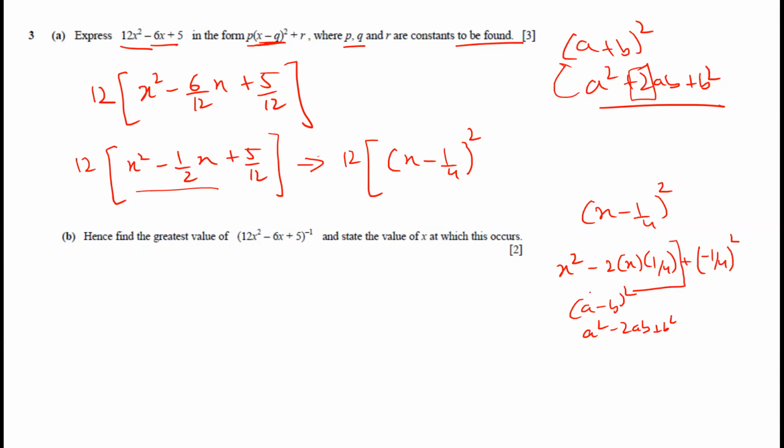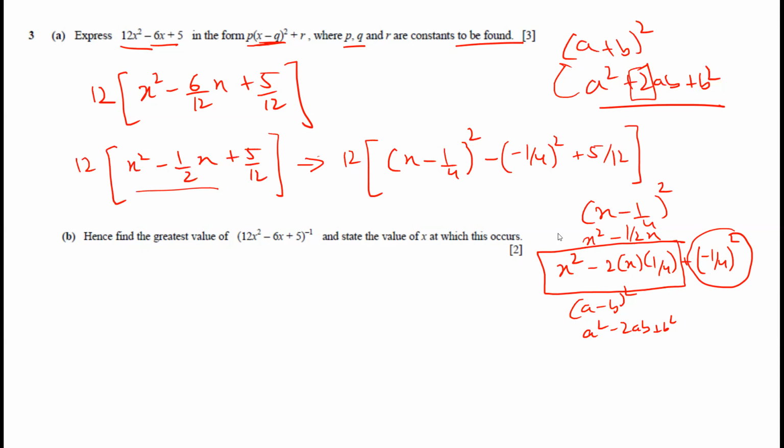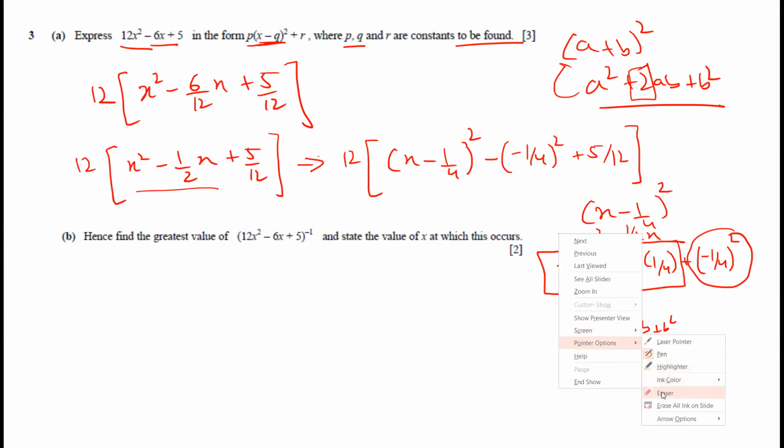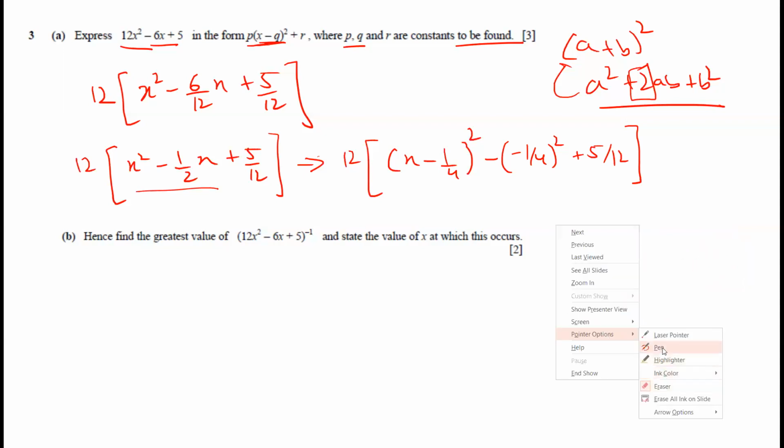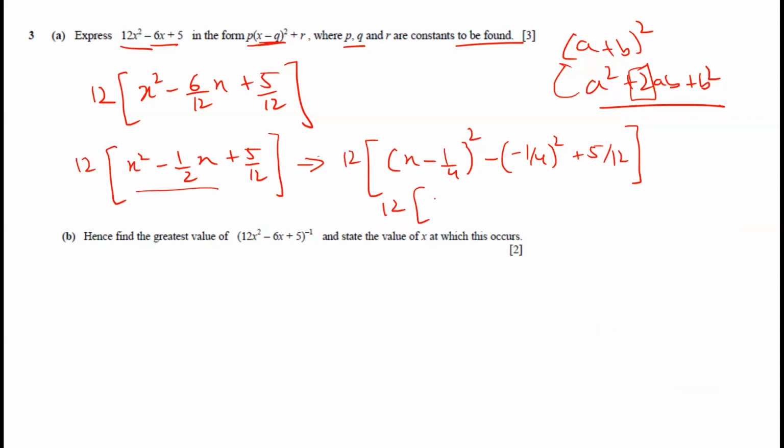Now, up till this point, it's okay. It would be x² − 1/2 x. But we are having this thing extra, so we need to subtract (1/4)² and add 5/12. Now let's erase this. Now let's solve this equation. So this can be written as 12 (x − 1/4)², and this will become − 1/16, since (1/4)² is 1/16, plus 5/12.